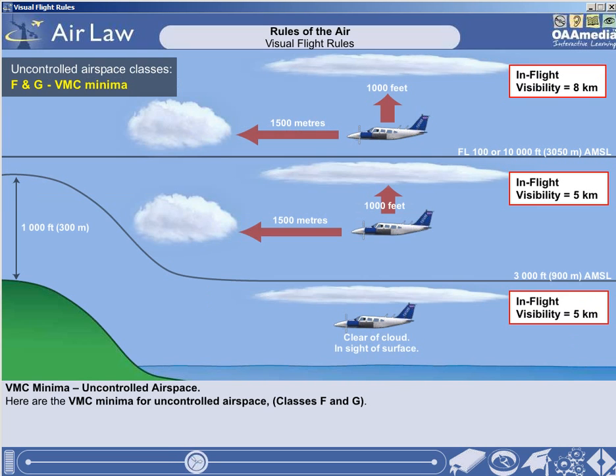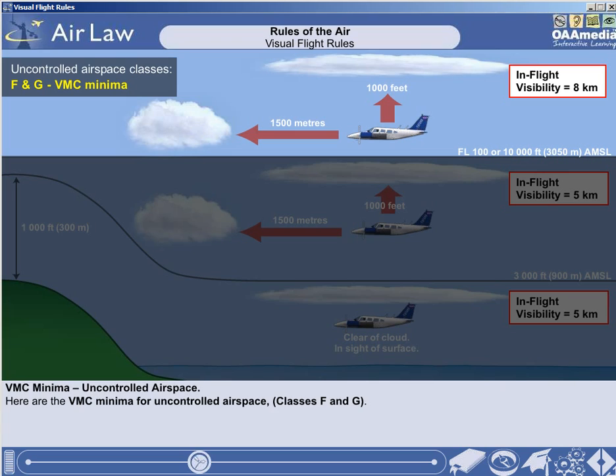Here are the VMC minima for uncontrolled airspace. That's airspace of classes F and G. Classes of airspace are covered in a separate lesson. Above 10,000 feet, or above flight level 100, if the transition altitude is below 10,000 feet, VMC minima in uncontrolled airspace require the pilot to have an in-flight visibility of at least 8 kilometers, and to be able to maintain vertical separation from cloud of at least 1,000 feet, and horizontal separation from cloud of at least 1,500 meters.